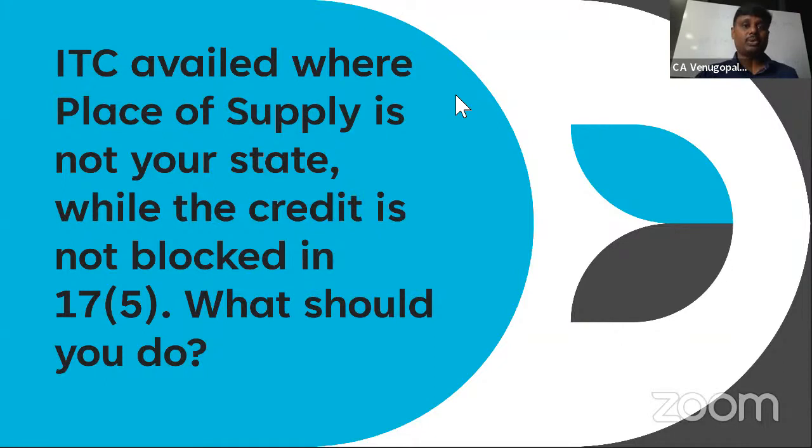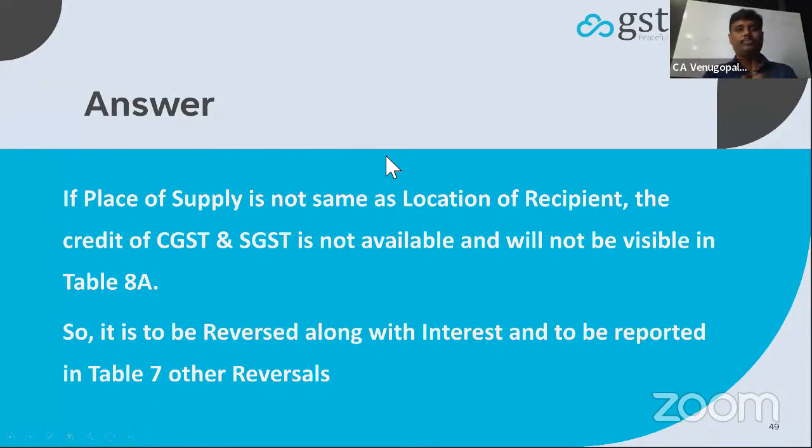Now, let's see how it is reported. By the way, you report it in 4D. And is it there in your GSTR 2A? The answer is yes, it will be there in GSTR 2A. However, it will not be there in your 8A. It will not be visible in your table 8A. Table 8A will only take those eligible credits. If you still have not reversed it, you can now reverse it by paying it through DRC-03, pay it in the electronic cash ledger along with the interest, and enter it into table 7 of GSTR 9.